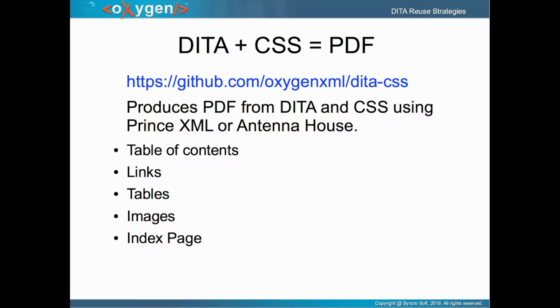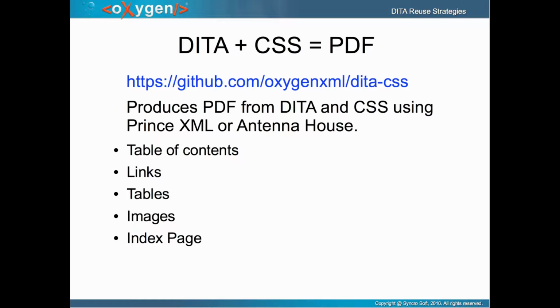The first plugin is an older plugin. It was released 2 years ago. It's a plugin which produces PDF using DITA and CSS, and it does this by applying one of two commercial PDF engines, either Prince XML or Antenna House. So it has various features like a table of contents. The generated PDF has a table of contents, links, tables. It can show images and an index page. And it's very easy to customize the output.